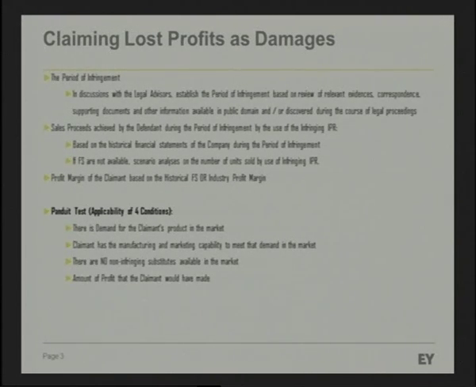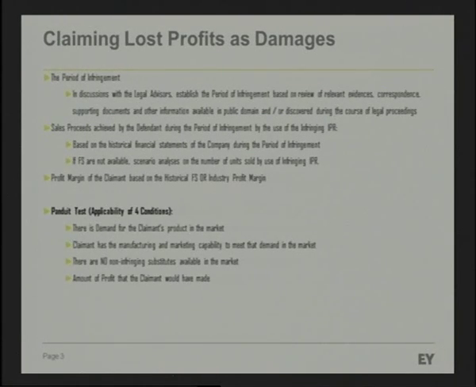But what we've seen is that you can create different scenarios. So based on whatever limited market information you have, the brochures that the infringed products talk about, we create different scenarios with respect to the number of units that could be sold. And under different scenarios, there will be a range of the quantum of damages that we could arrive at.